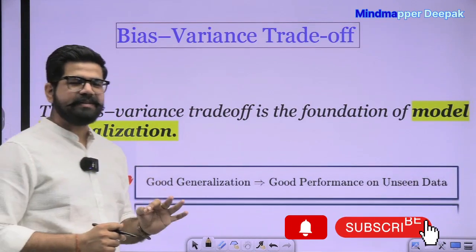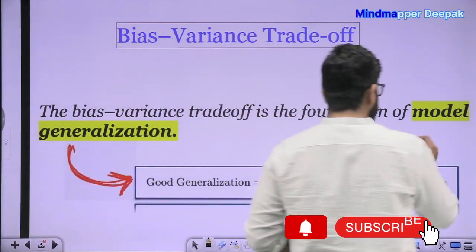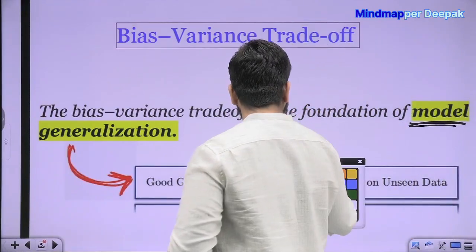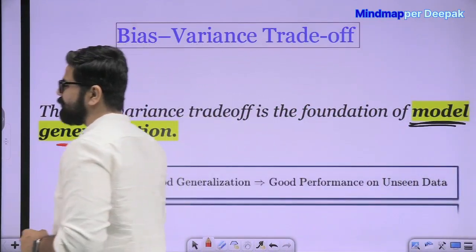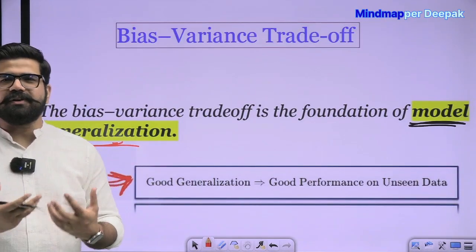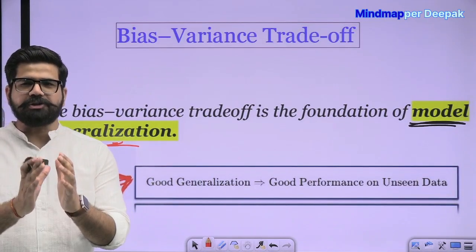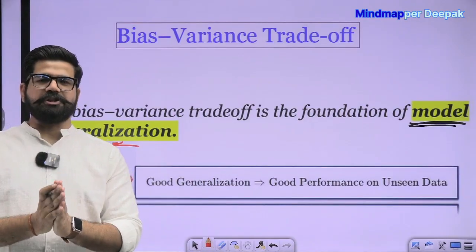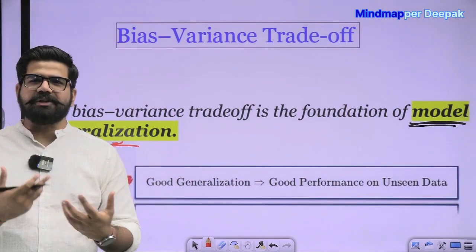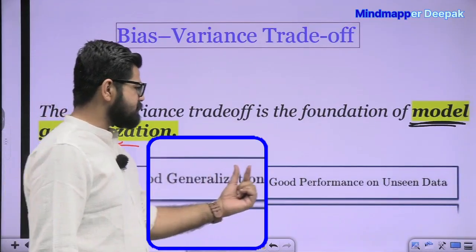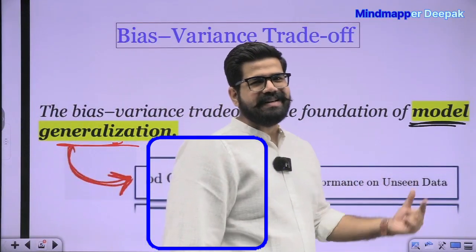I have highlighted this term, you have to understand that it is nothing but the foundation of model generalization. Whenever you go with your model, bias variance trade-off is a foundation or concept which basically relates to model generalization. Whenever I say generalization, what exactly does generalization mean? Good generalization means good performance on unseen data.